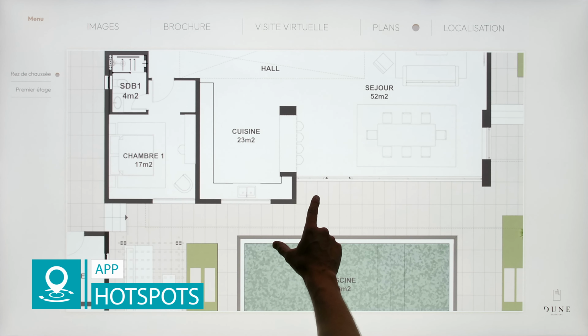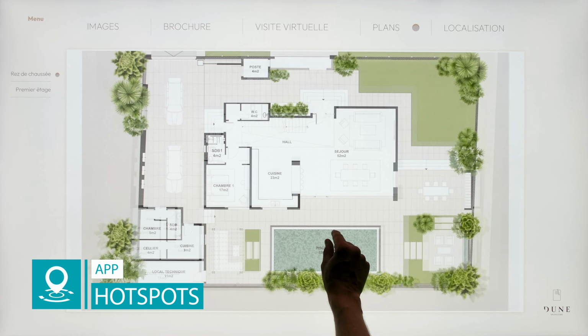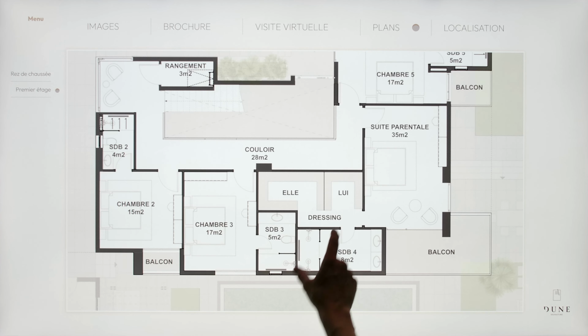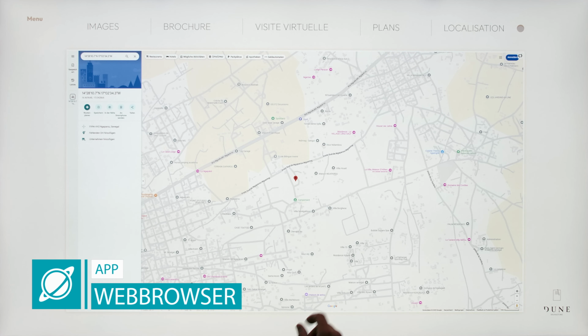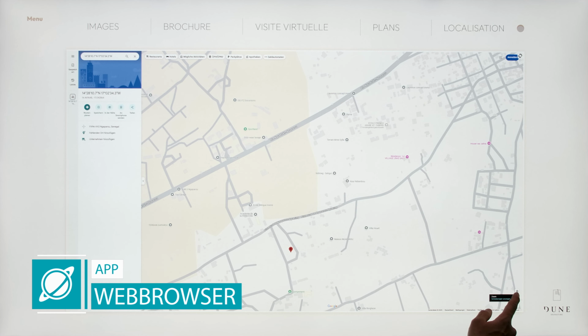In hotspots, the user can browse different floors, compare layouts, or access details about each apartment to learn more about materials, dimensions, or individual rooms. The integrated web browser extends the experience even further, without ever leaving the table.